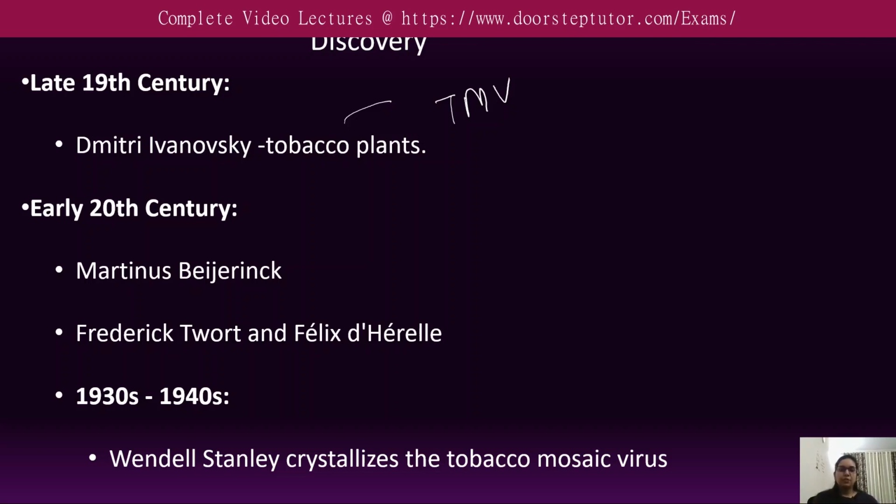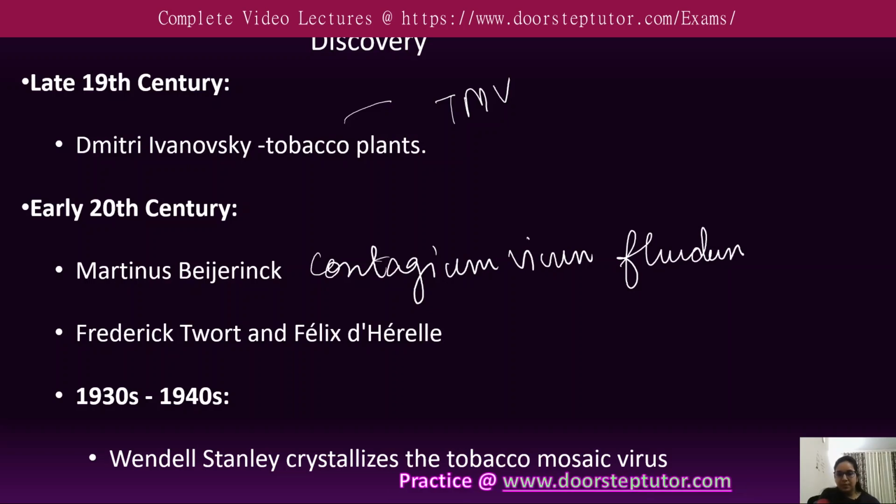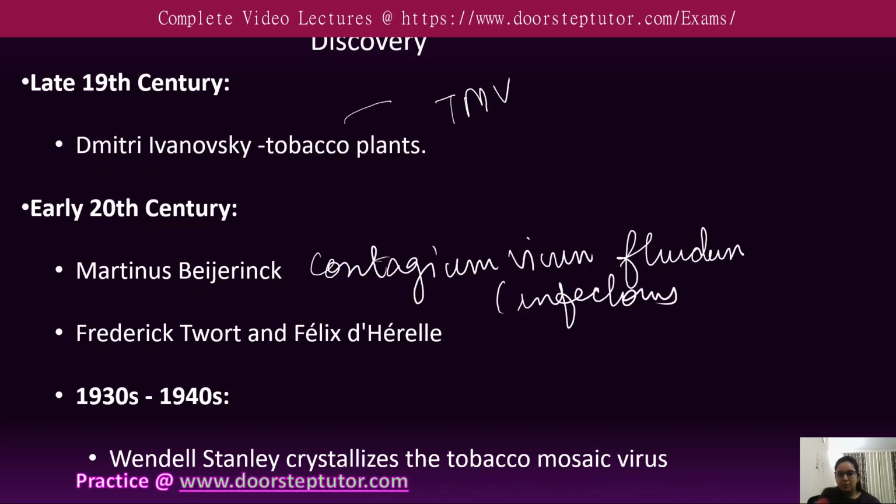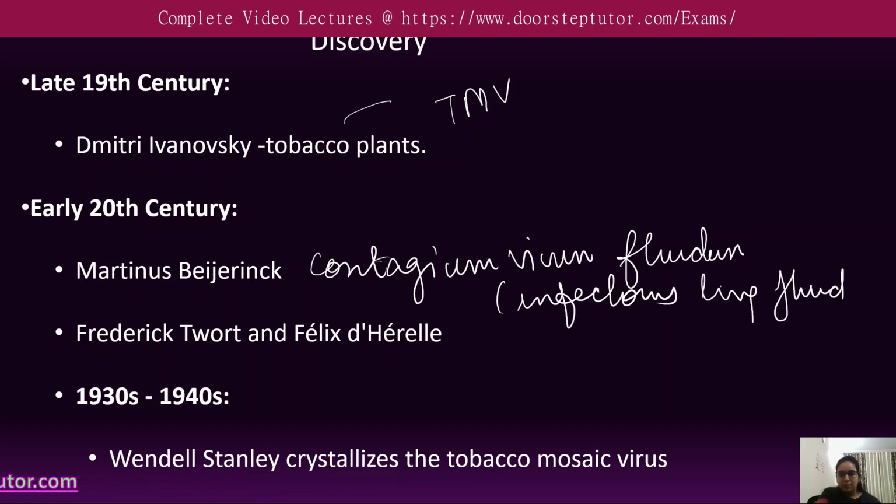In the early 20th century, Martinus Beijerinck extracted fluid from the infected plant and caused infection in a healthy plant, and this phenomenon was termed contagium vivum fluidum, meaning infectious living fluid. When the extracted fluid from the diseased plant is injected into a healthy plant, it causes infection there also. That is why it is known as contagium vivum fluidum. Beijerinck also coined the term virus to describe the infectious agent causing tobacco mosaic disease.